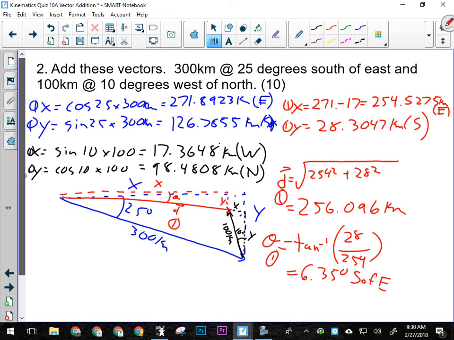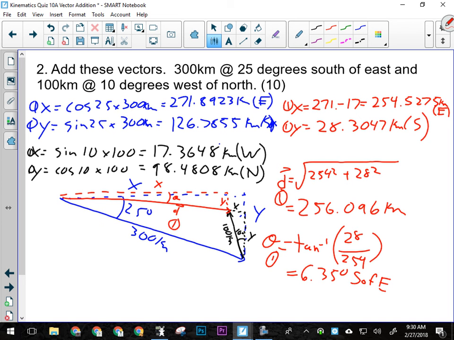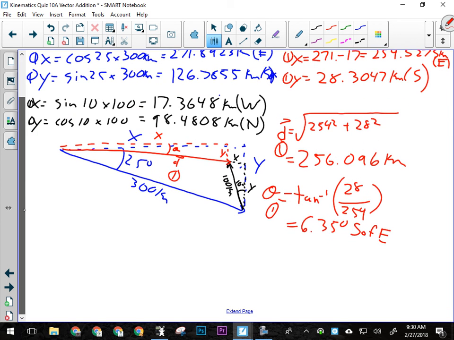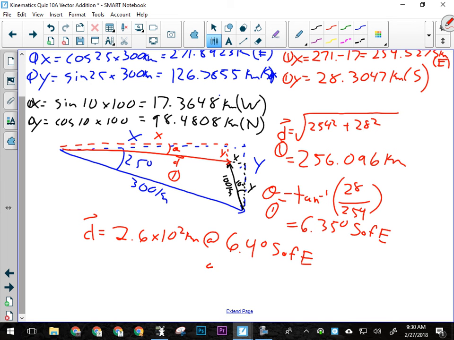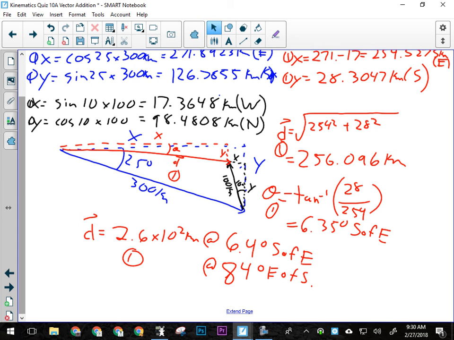Okay, so now how many significant figures should my answer have? 2. All right, so my final answer then will be that the overall displacement is 2.6 times 10 to the 2 kilometers at 6.4 degrees south of east, or at 84 degrees east of south. One or the other. All right, questions on that one?